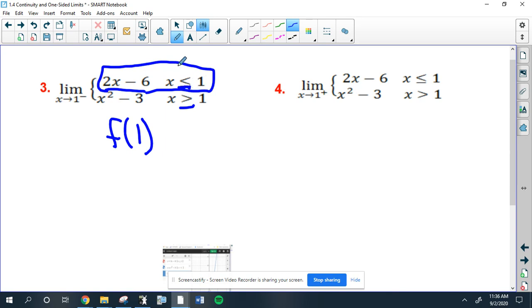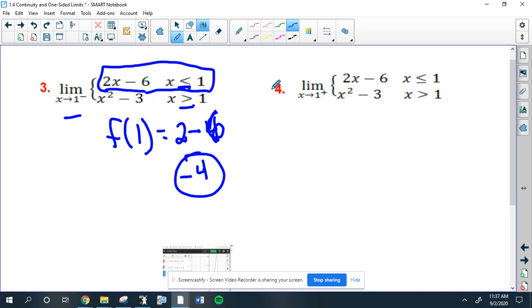If it looked like this, you'd still use this piece because remember, the limit never gets to 1. So you're definitely always to the left of 1 here. So you have to use this piece that's to the left of 1. So when you plug in 1, you get 2 minus 6, which is negative 4.